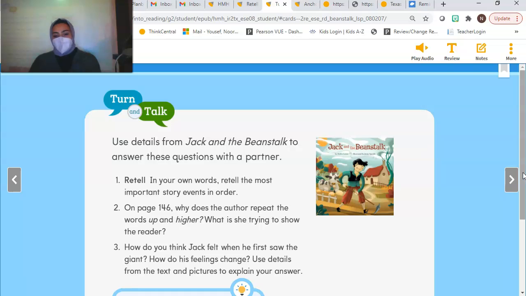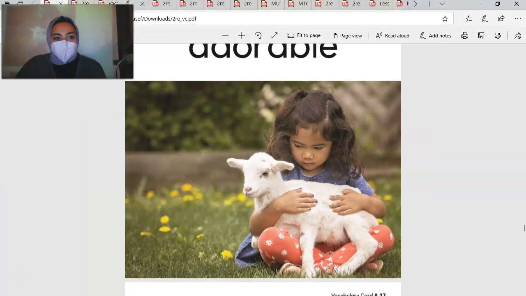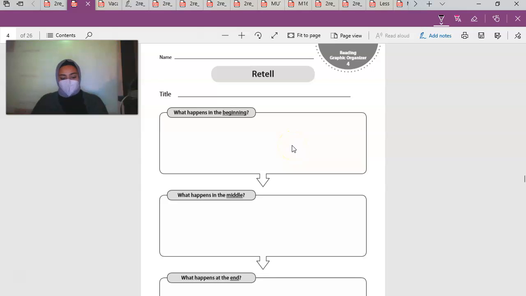Okay, anyway, so I want you now to go ahead and fill out the reading graphic organizer and tell me what happens in the beginning, middle, and last using your own words. You are not copying down the story. You are looking at the picture starting with the first page and writing in your own words what happens in the beginning, and then in the middle, and then in the end in each box. And that's all you're doing for HMH today.